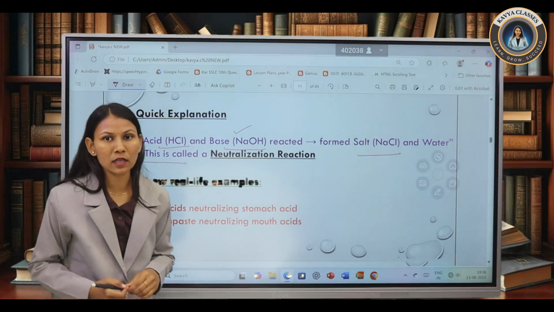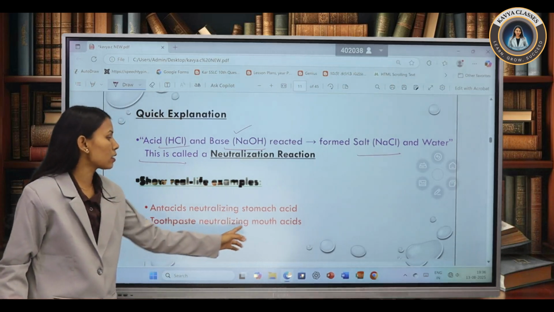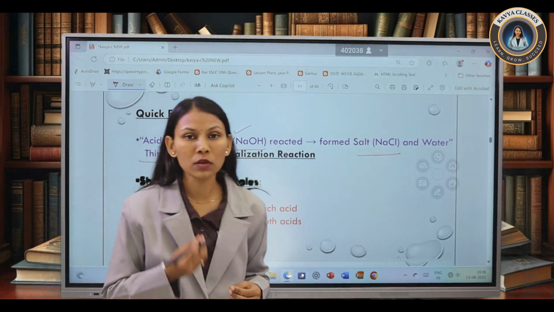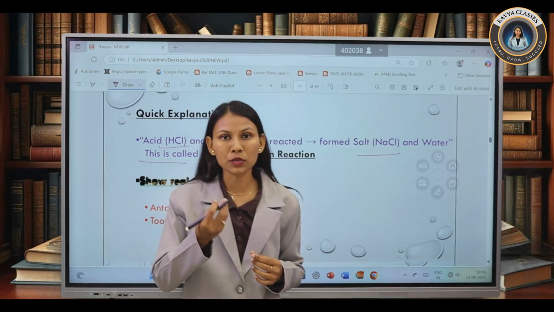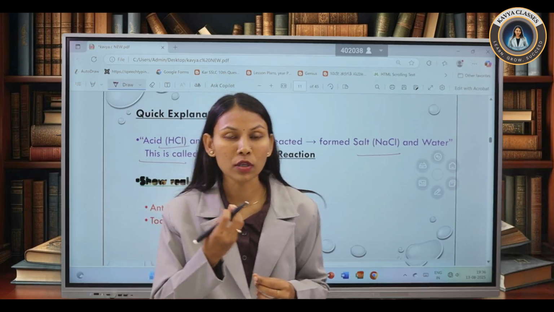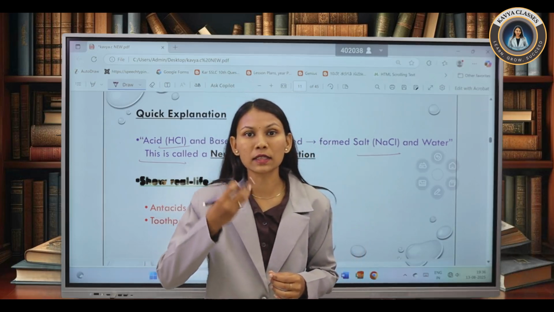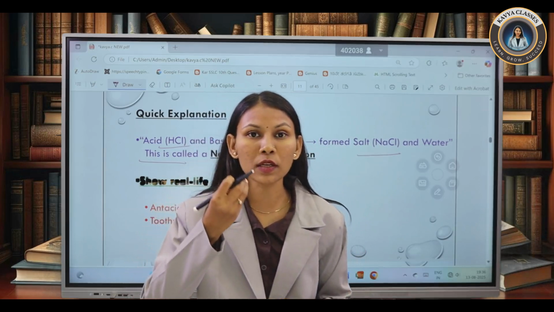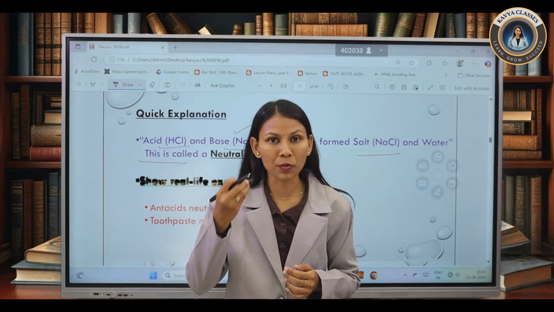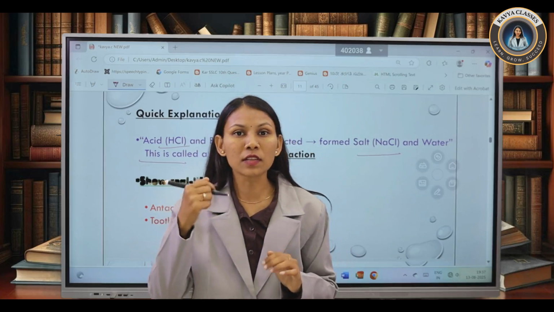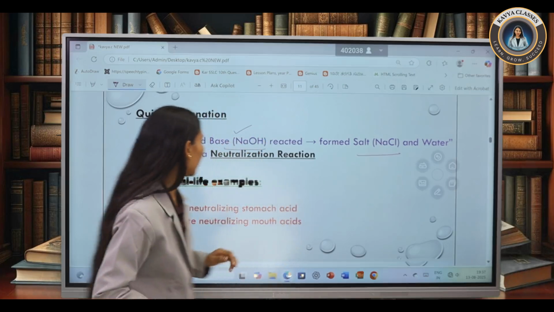Some real life examples are neutralizing the stomach acid. Another one is toothpaste neutralizing mouth acid. Once we eat food, what happens? Daily in the morning we brush our teeth. Why do we brush our teeth? Once we eat the food, the bacteria in our mouth make that food acidic in nature. Once the acidity increases, our teeth will decay. To prevent that, we use toothpaste as a base to neutralize it. This will prevent tooth decay and prevent damage to the teeth. Okay, yes.